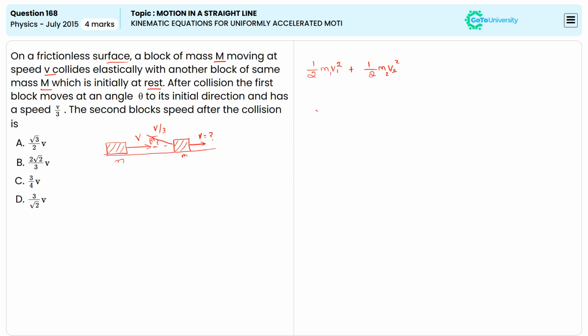If I apply it, then half m v square plus 0 is equal to half m into v by 3 whole square plus half m v2 square. That means when it hits, it becomes 0. Then half m v by 3 whole square, it will go back with this velocity, plus half m v2 square. The initial velocity of the second mass is equal to 0.